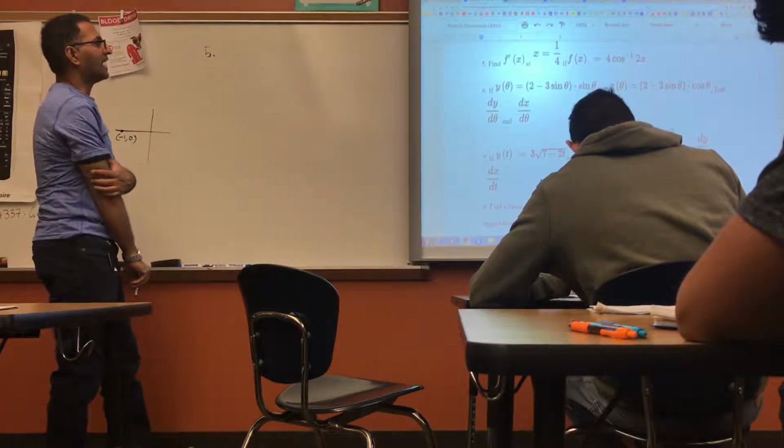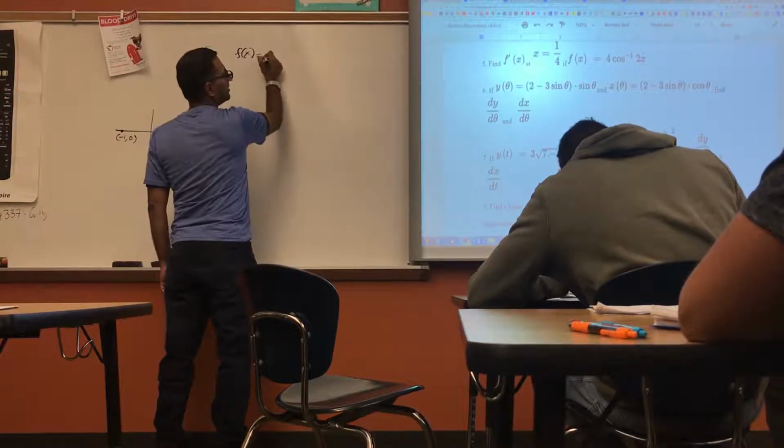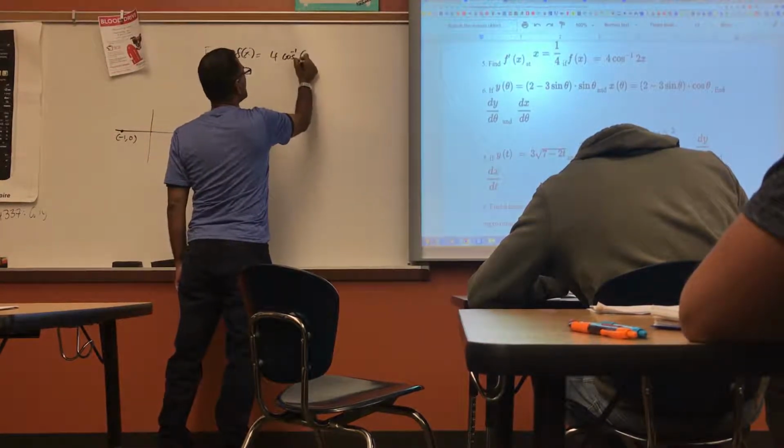It says find f dash of x at x equals 1/4 if f of x equals 4 cos inverse 2x.